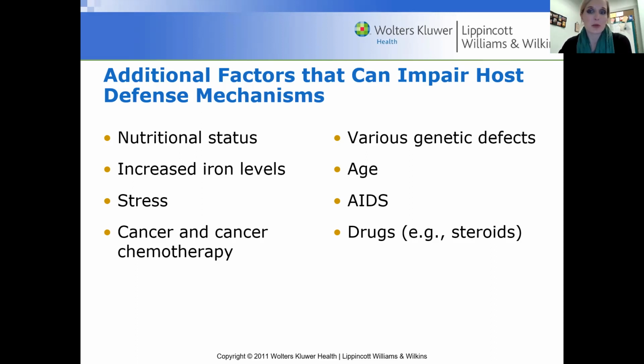And then drugs. Sometimes patients who are on things like steroids have a weaker immune system because of the medication they're taking. So these are all things that can weaken the immune system or the ability to fight something off. And so they're more than likely going to get sick from this pathogen.